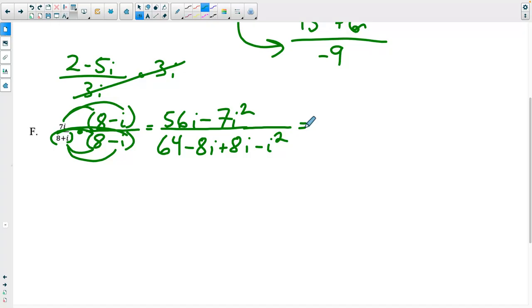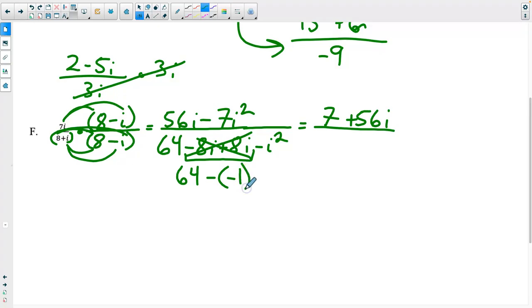What do we know negative 7i squared simplifies to? Positive 7. So I'm actually just going to write this as 7 plus 56i. So the top is actually done completely. The bottom, I'm going to cancel the negative 8i and the positive 8i. Gone. So I'm going to have 64 minus i squared, which is negative 1. So I end up with what for my denominator? 65. I add those two things together.